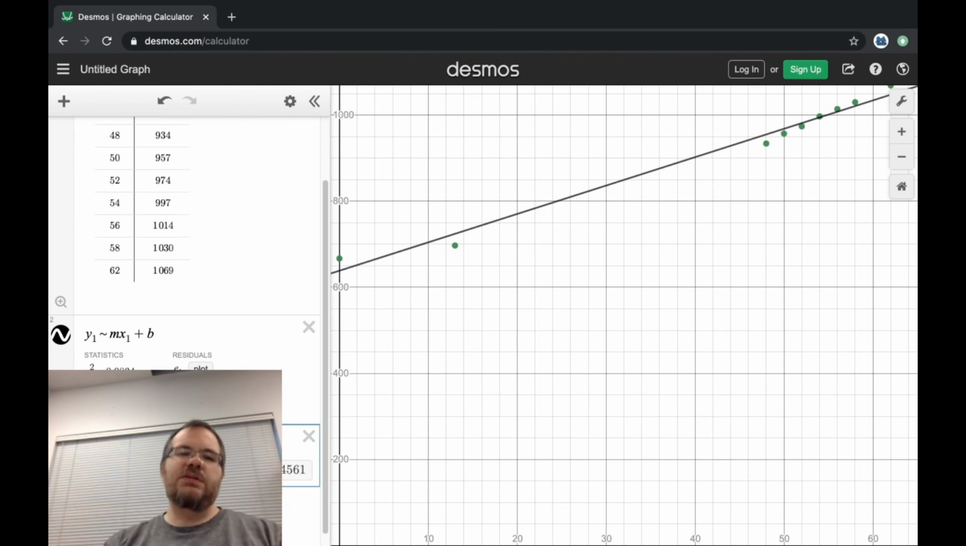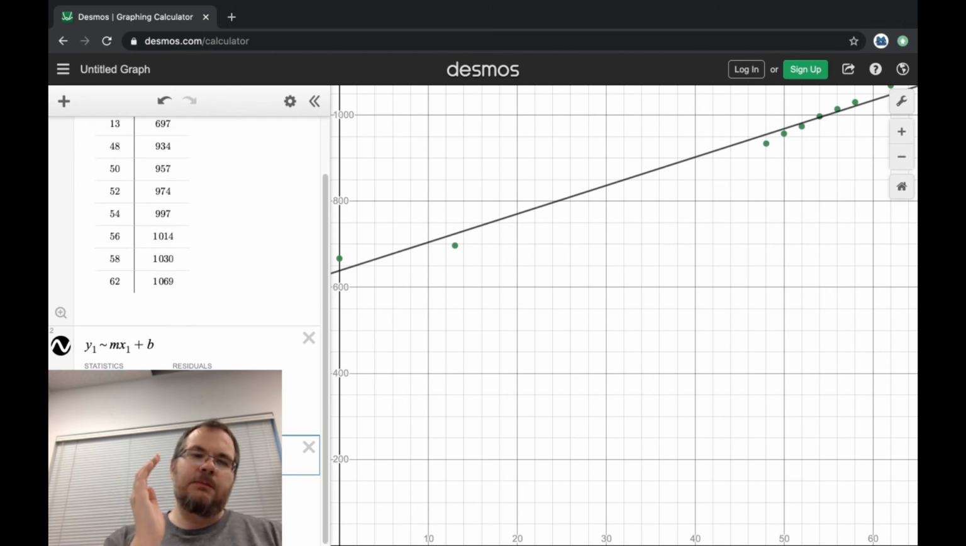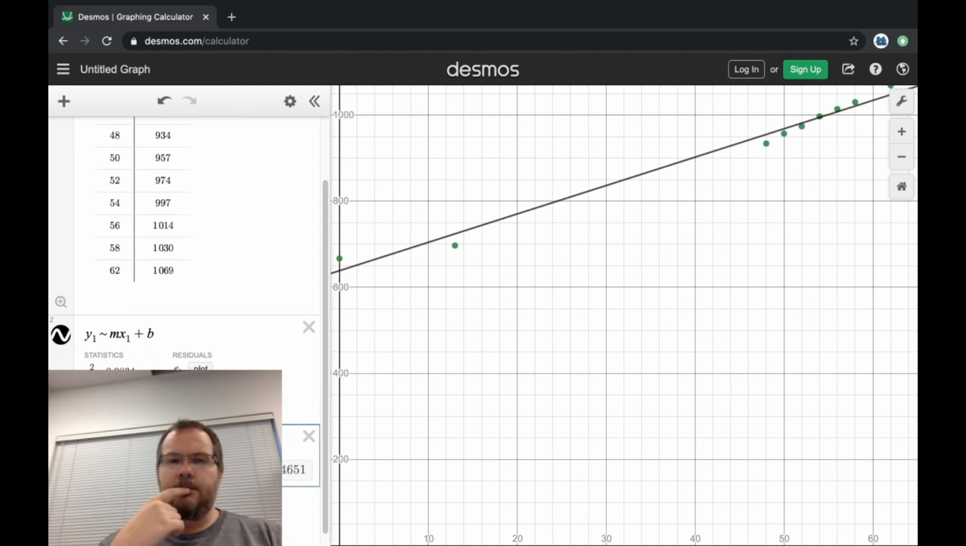Now, if I wanted to use this to guess another number, let's say I want to guess what the population is going to be 10 years from now, in 2030. 2030 would be 73 years from 1957. So population in 2030 is going to be approximately 1,119,000.